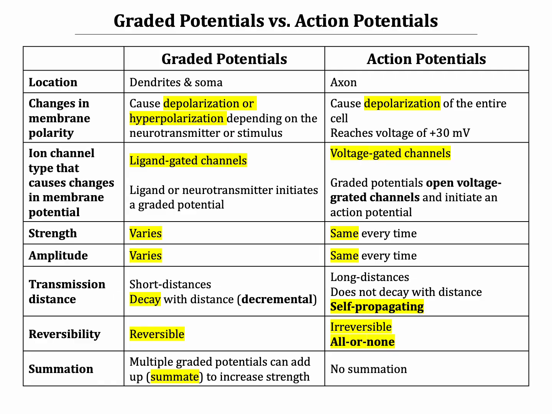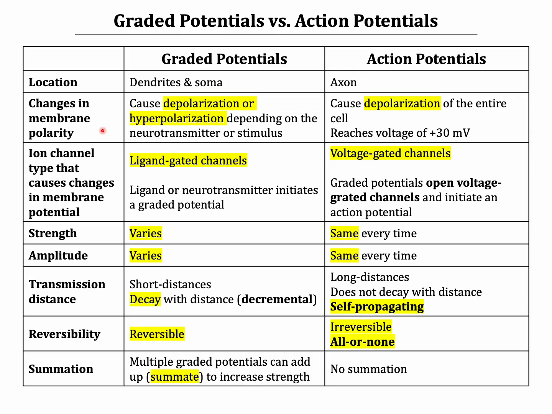It's very important that you understand the difference between graded potentials and action potentials. This table I've made here summarizes the key differences. First, with location, graded potentials occur in the dendrite and the soma. Action potentials occur in the axon. Once that trigger zone is reached at the axon hillock, that's when an action potential is generated along the axon.